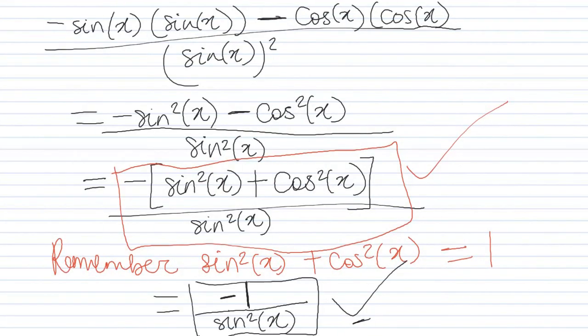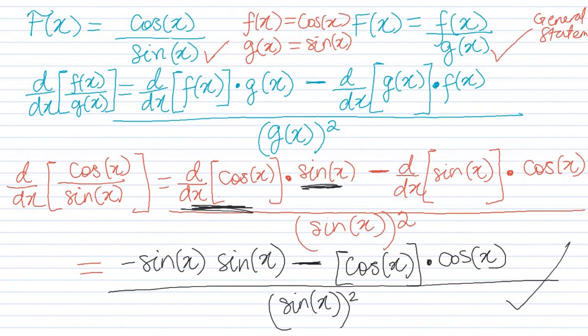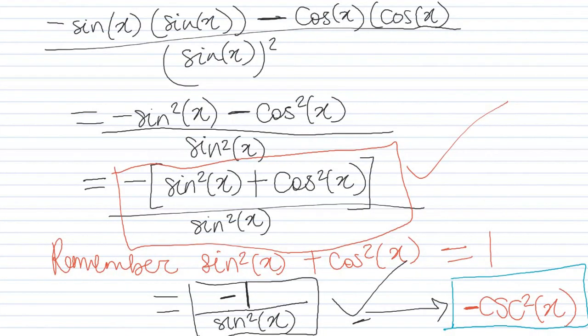So therefore, we have our answer here, which I'm going to put in red, to be negative cosecant squared x. So therefore, this answer in the blue box at the bottom is our final answer. So when we find the derivative of cosine x divided by sine x, our final answer is going to be negative cosecant squared x.